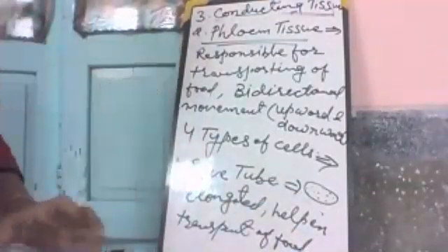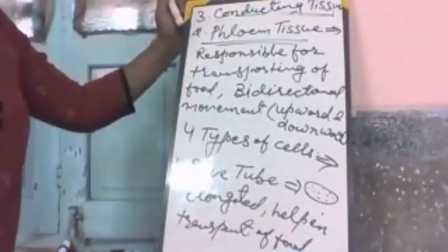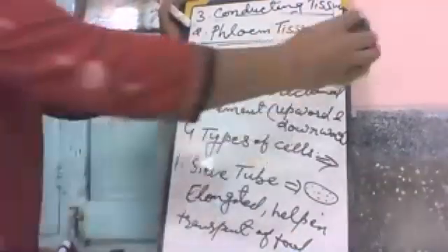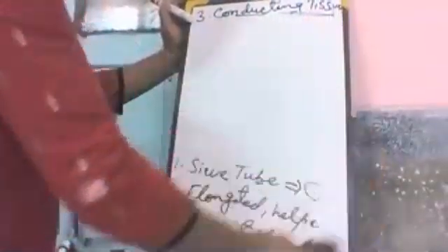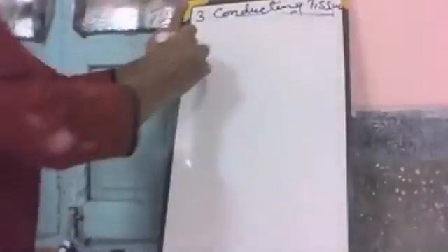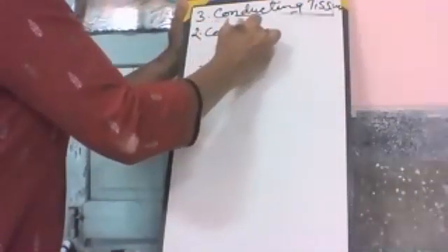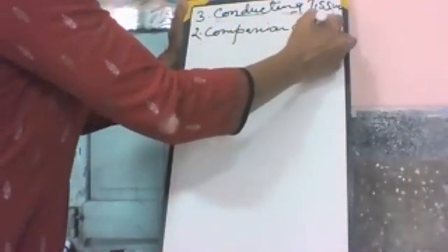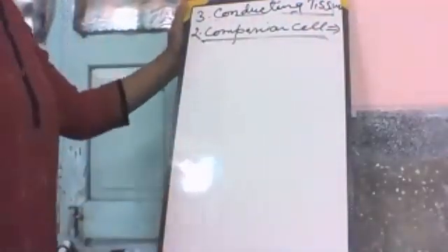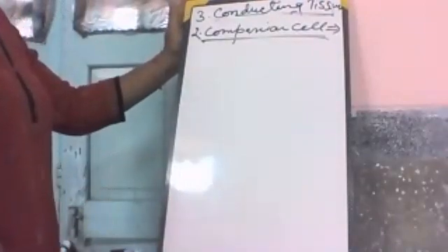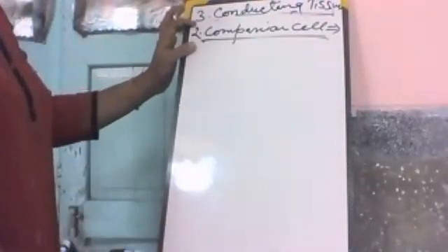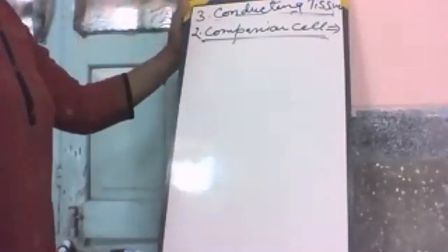Then the next one is companion cells. The second part of phloem tissue is the companion cell. As the name suggests, it gives company to sieve tubes. It means it helps sieve tubes to perform their function.